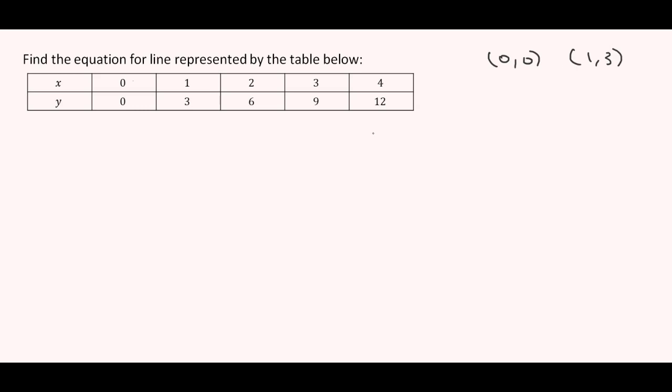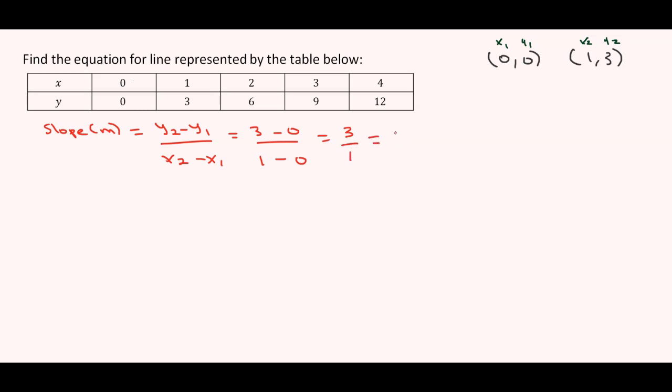Okay. So here's what I'm going to do. We're going to do our x1, y1, x2, y2. Next, we're going to look for the slope. The slope, I like to always indicate that it's represented by m, is going to be y2 minus y1 over x2 minus x1. This is going to be y2 is 3 minus y1 divided by x2, 1 minus x1. So this is 3 over 1, which is going to give us 3.